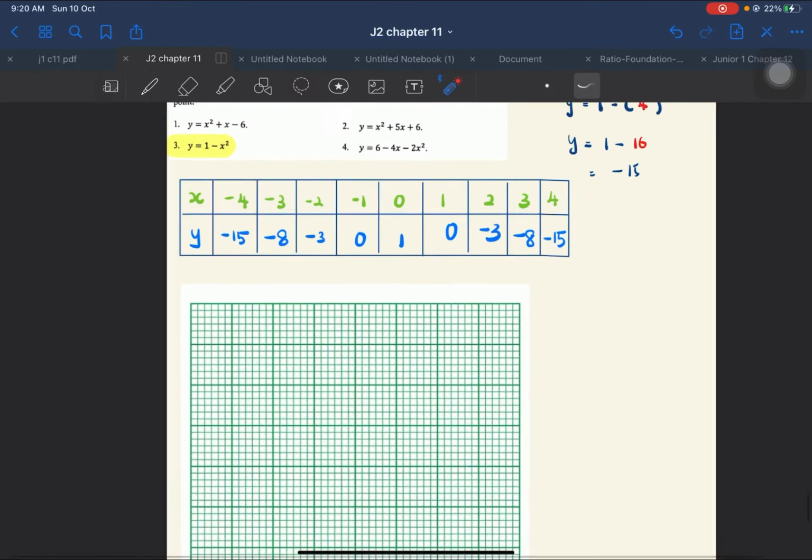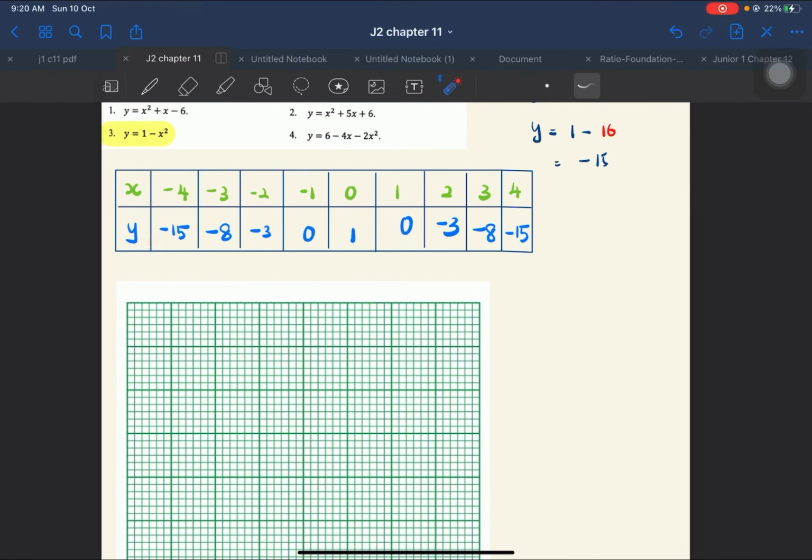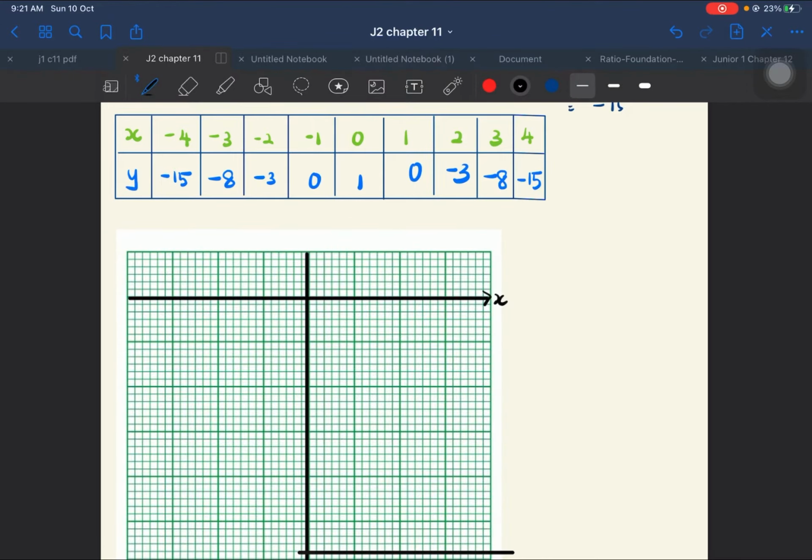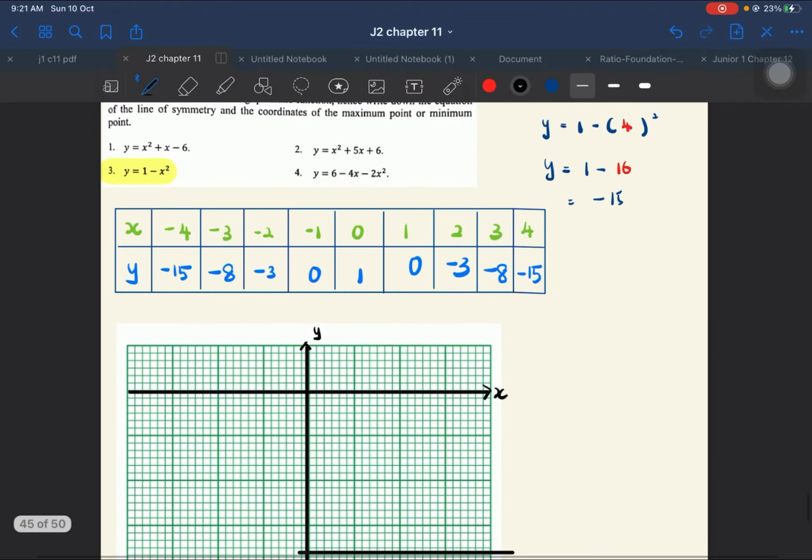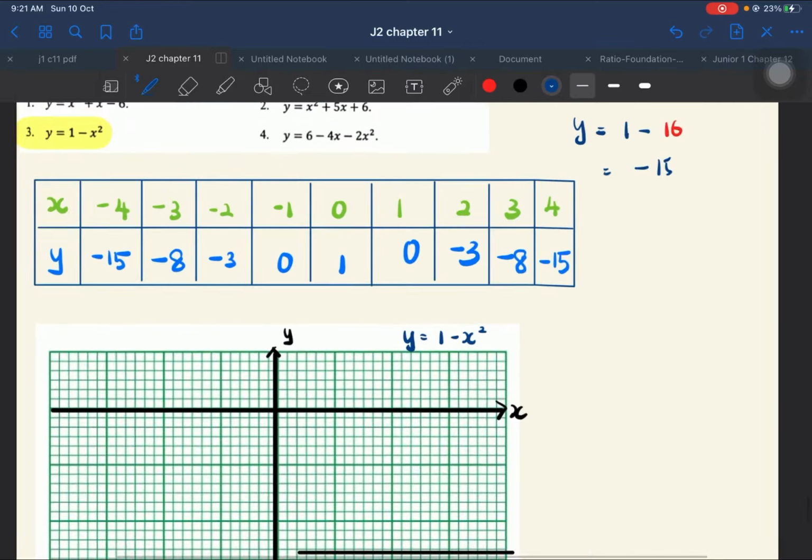Once you have your x and y values and you have your minimum or maximum point identified, you can draw your graph using a pencil. Label x and y, and then you have to label your quadratic equation as well: y equals 1 minus x squared. Then you may label your numbers on the axis.